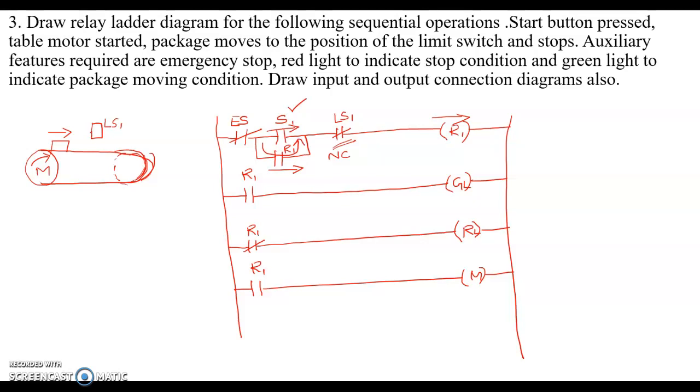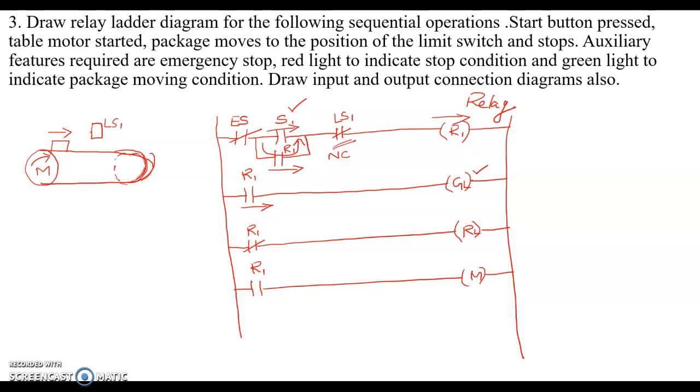So from that R1 we are connecting here also a normally open contact, and when the R1 relay is charged, this one is also closed. So the green light will glow.